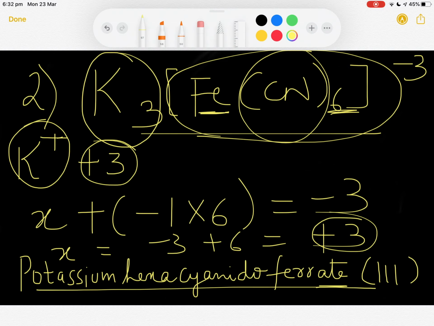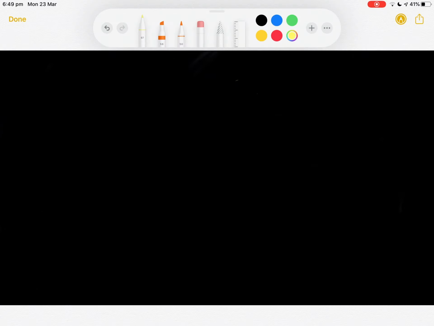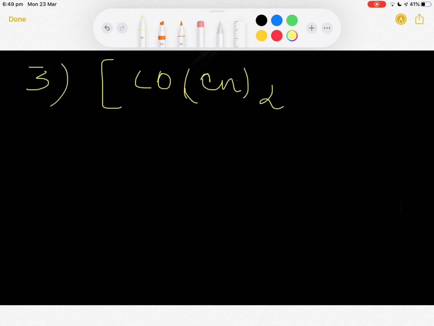Now let us take the next example. Let me go to the next page. All right, children, let's write the third example for you. Let me give you the example of cobalt, en, twice, Cl2. And this complex has a plus charge with it.